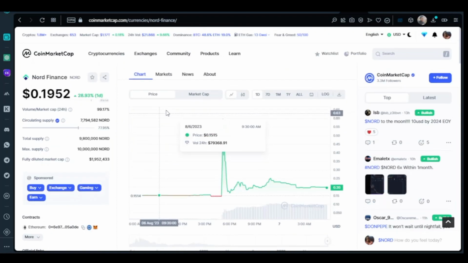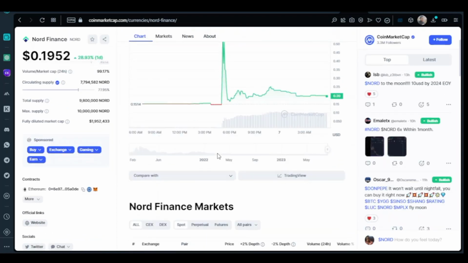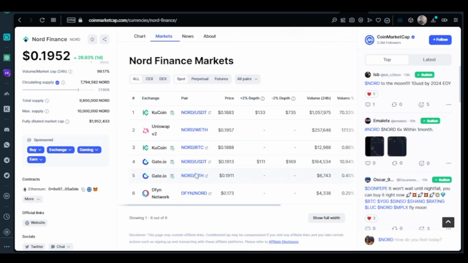Okay, so as you can see, let us check the price difference on Gate.io between the USDT and the ETH pairs. This is the price in USDT of this token. You can see this one is trading at 0.1913, and this one is trading at 0.1911. So there is a slight difference between these two.